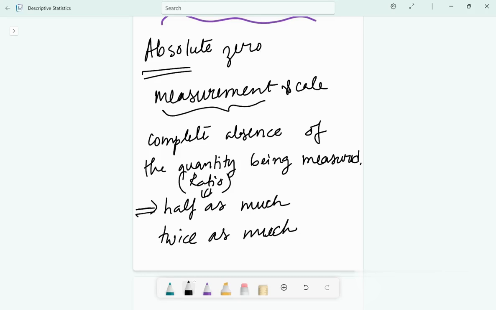Now, in our next lecture of descriptive statistics, we will study methods of data collection, which will be a little longer lecture because it includes many points. Let me tell you a brief about it. Method of data collection includes two types, which are primary data collection and secondary data collection. So we'll talk about it nicely in detail in our next lecture.